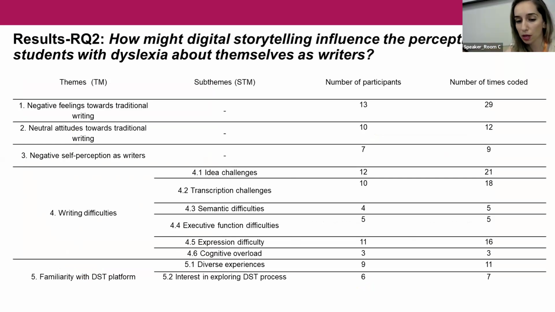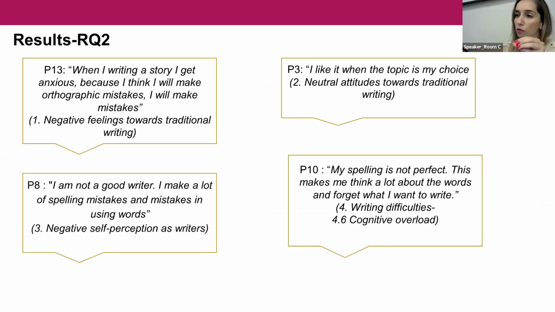Here are also the themes that emerged during the first interview, pre-intervention: negative feelings toward traditional writing, neutral attitudes towards traditional writing, negative self-perception as writers, writing difficulties, and familiarity with digital storytelling. Here are some statements of what students said before the intervention. For instance, participant 3 said, "I'm not a good writer. I make a lot of spelling mistakes and mistakes in using words."